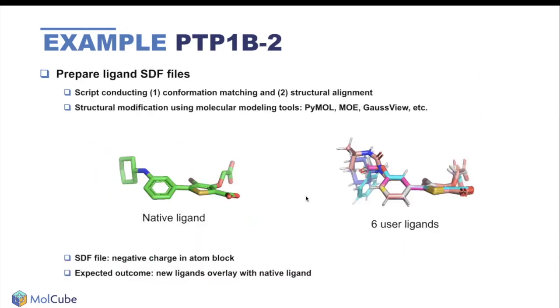To prepare the ligand SDF files, we use some script to automatically adjust the conformation of the ligands and align them towards the native ligand. Another possible way is to directly modify the ligand structure using molecular modeling tools like PyMOL, MOE, GaussView, and so forth. We need to note that the negative charge on the oxygen atoms has to be denoted in the atom block within the SDF file. After the preparation, the ligands from the user need to nicely overlay with the native ligand in the binding pocket.